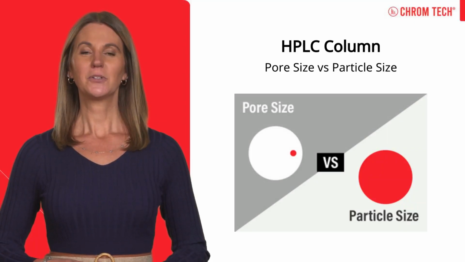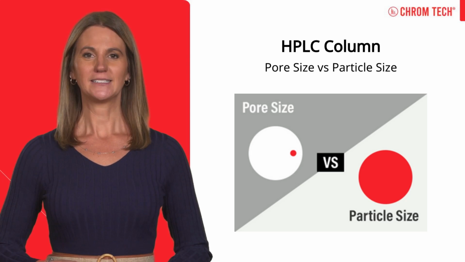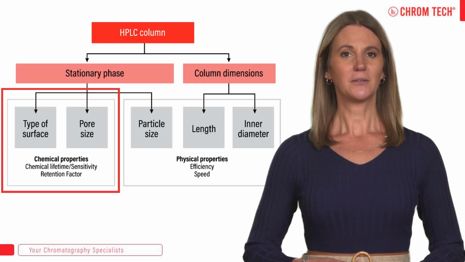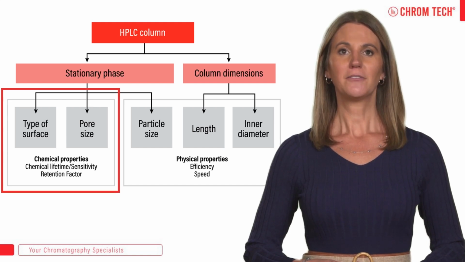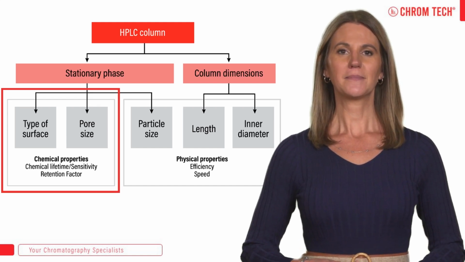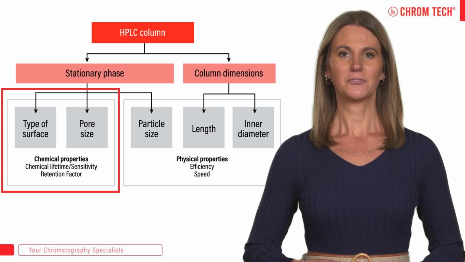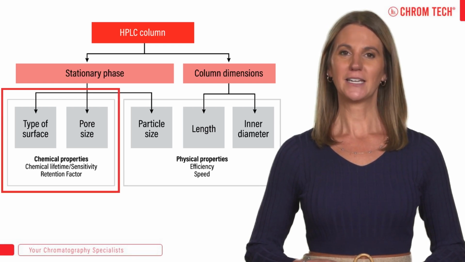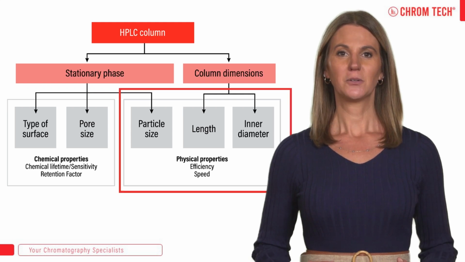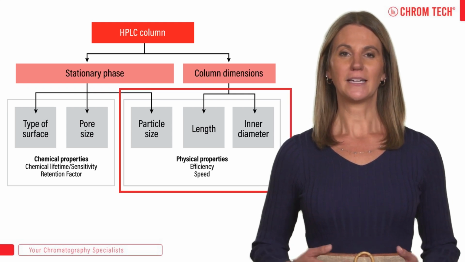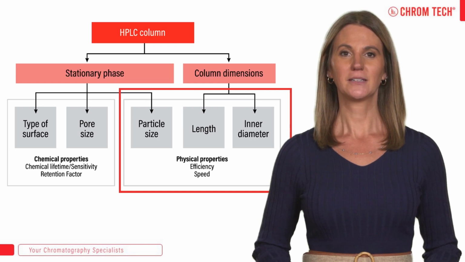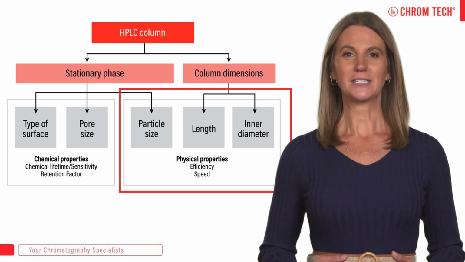In this video, we will discuss pore size and particle size in an HPLC column. When selecting an HPLC column, it is important to understand the different attributes and how they will affect your chromatography. Chemical properties, such as the type of surface of the stationary phase and pore size, affect sensitivity and retention. Physical properties of the column dimension, including particle size, column length, and inner diameter, affect efficiency and speed.